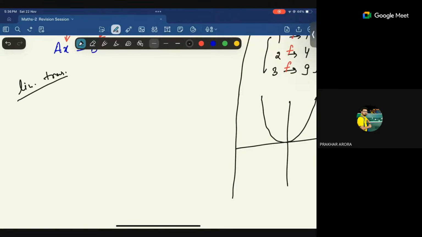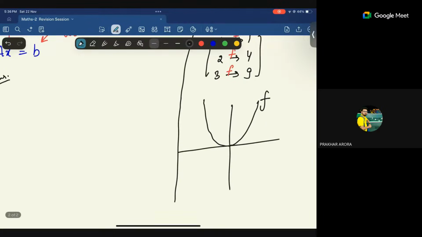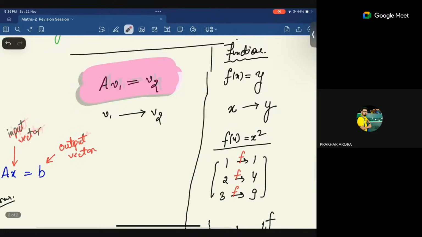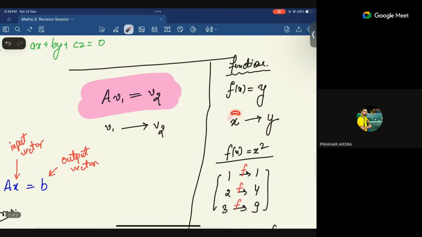Okay, how do we represent a linear transformation? To be honest, representing a linear transformation is not that easy. There is a very simple reason: when we are studying functions, our input is usually a real number, and the output is also a real number.